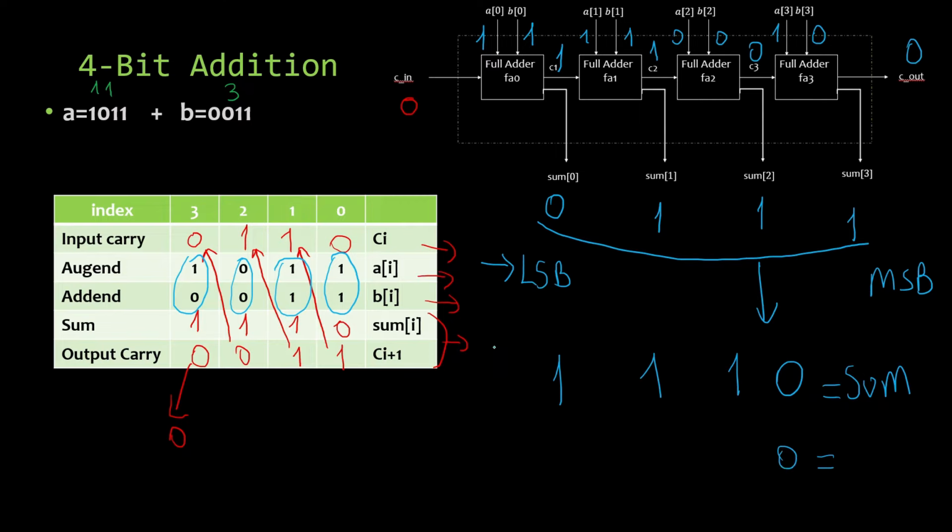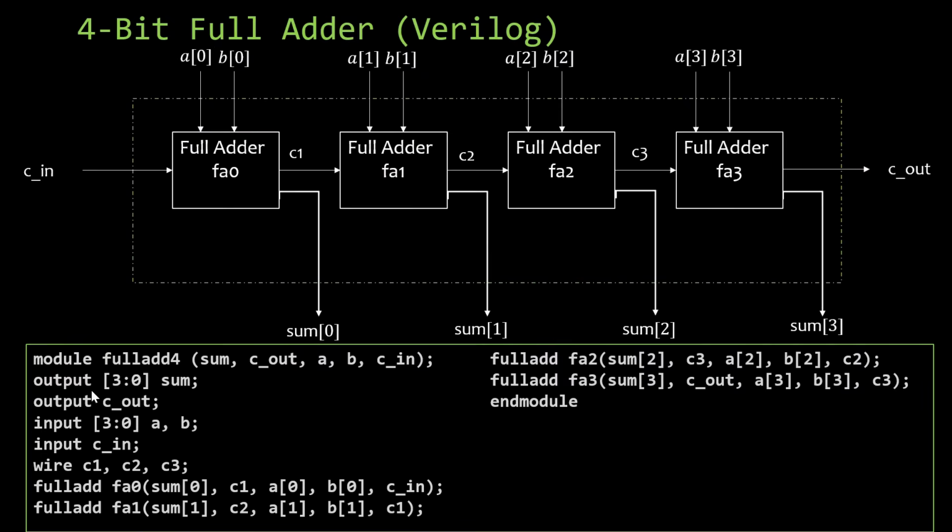And our carry is equal to 0. So the result of this addition is 1, 1, 1, and 0, which is equal to 14 in decimals. Now let's quickly take a look at the Verilog code for this 4-bit full adder.